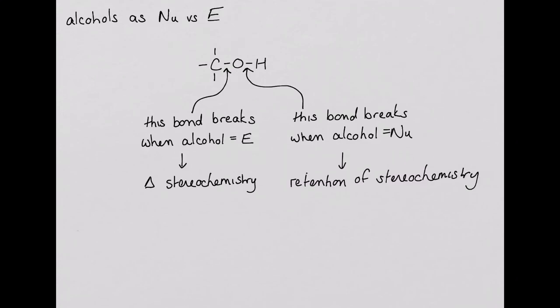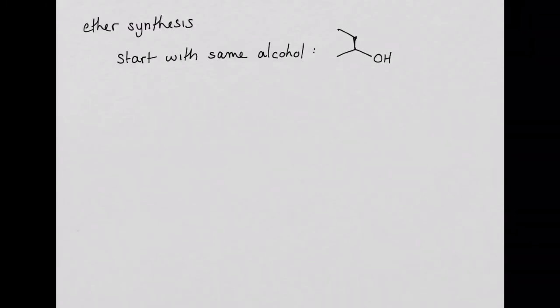Now, let's look at an example. Let's consider the synthesis of an ether using the same alcohol. We will perform two ether syntheses with this alcohol, one with this alcohol acting as the nucleophile, and one with this alcohol as the electrophile. This will have important consequences on the stereochemistry of the product. If our alcohol is acting as the nucleophile, it is the bond between its oxygen and its hydrogen that is breaking. Therefore, the stereochemistry at the alcohol center should be retained.